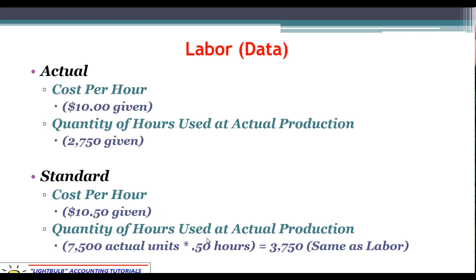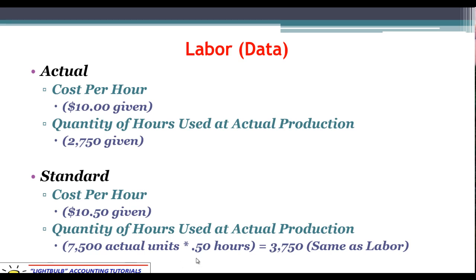Now let's look at labor. So we have actual and standard amounts again. The cost per hour was given to us, $10 per hour. The quantity of hours used at actual production, they also gave us, 2,750. The standard cost per hour was given to us, although it may not always be. We may have to back into that number. The quantity of hours used at the actual production, remember we had 7,500 actual units produced.